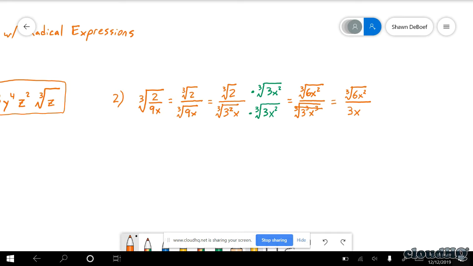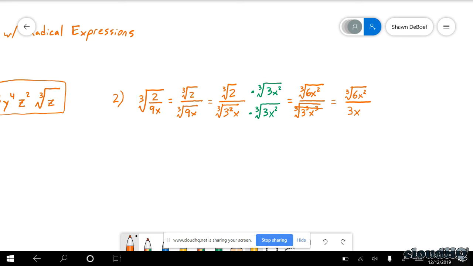When you look at this problem, you might see a 6 and a 3 and say, oh, I want to simplify that, but you can't. The reason being, 3 is a rational 3. It's not in a root. The 6 is in a cube root. They're not the same type of numbers. You can't simplify those. Same thing with the x's.